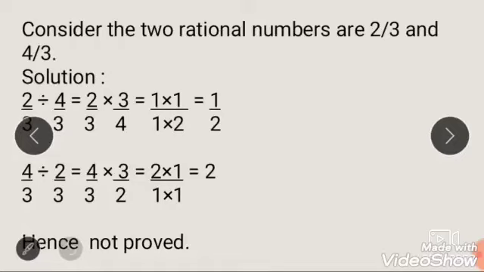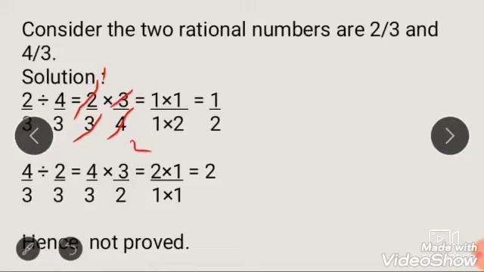Here 3 and 3 are common, so let me cancel 3. Likewise, 2 and 4 have a common factor 2. So in the 2 table, 2 ones are 2, and in the 4 table, 4 comes 2 times. So we get 1 into 1 divided by 1 into 2. So the answer is 1 by 2.